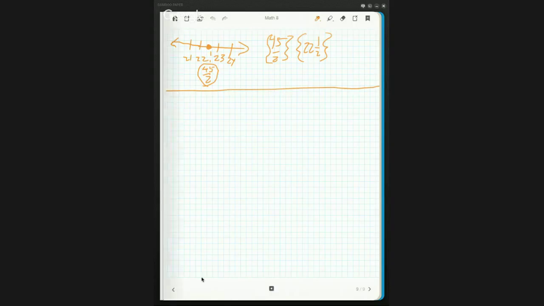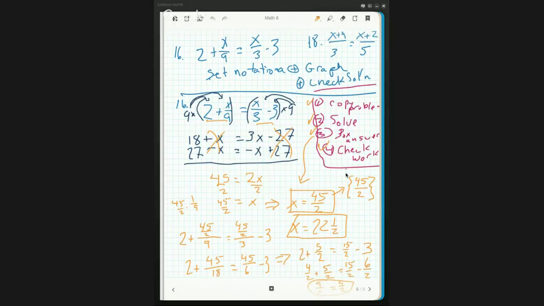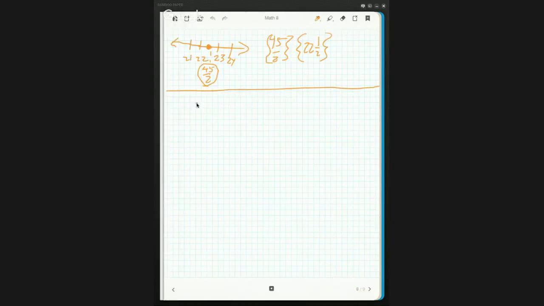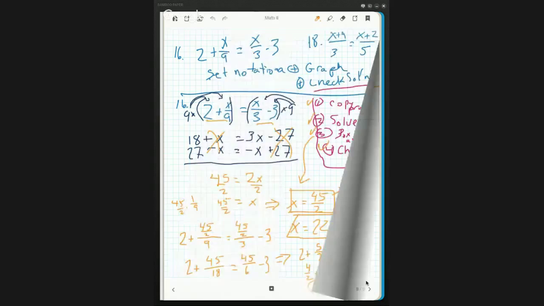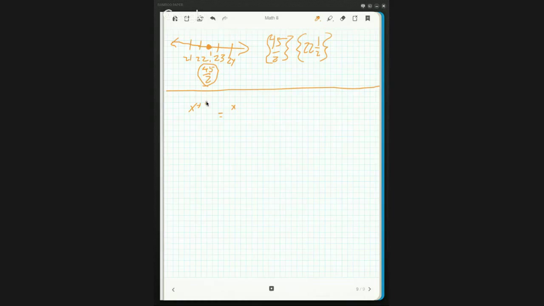Now that's the harder one. Let's go back and look at this other problem. x plus 4 over 3, and x plus 2 over 5. Wait a minute. My memory's no good. Okay, so x plus 4 over 3 and x plus 2 over 5. This is the problem we're solving. So we've copied our problem.